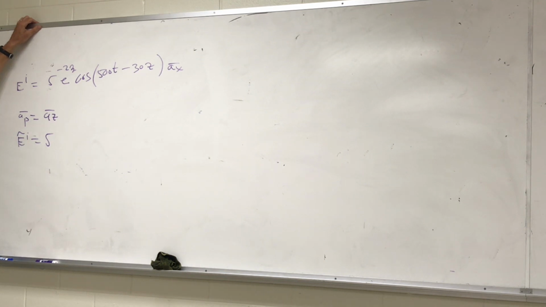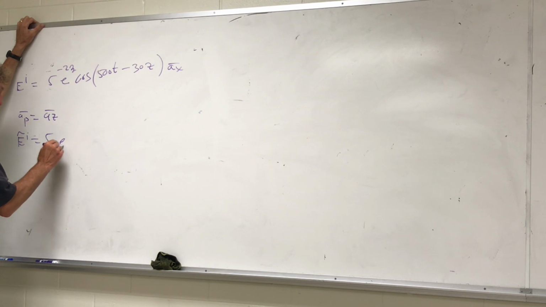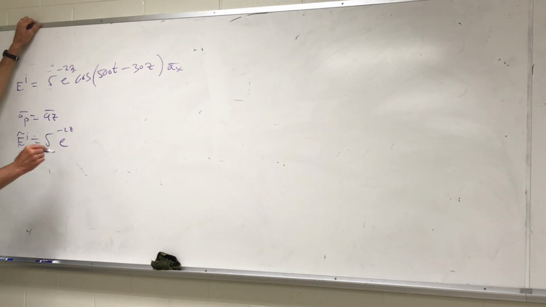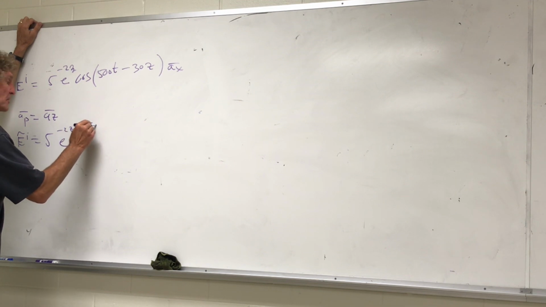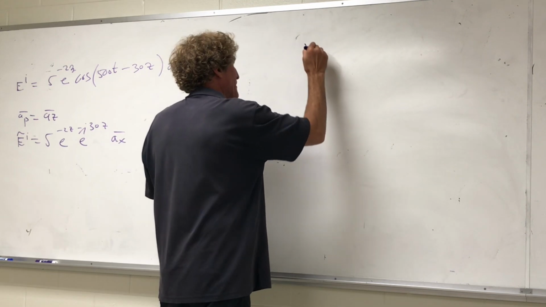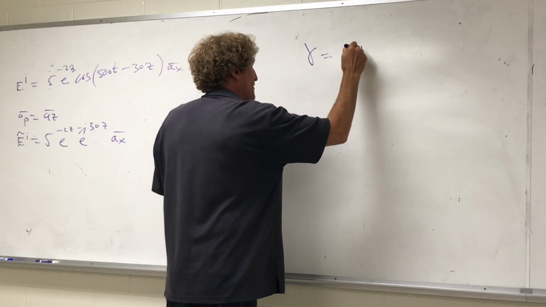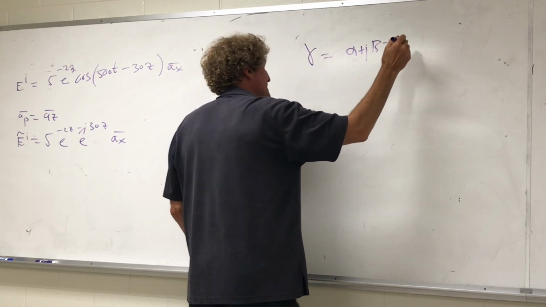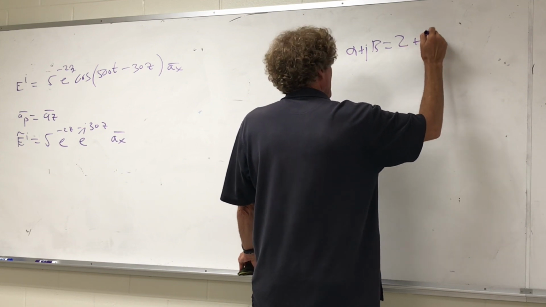You put the alpha term, right? E to the minus 2z if alpha is not 0. After that, e to the what? Minus j 30z, right? And ax. What is gamma? Alpha plus j beta, it is 2 plus j 30, right?